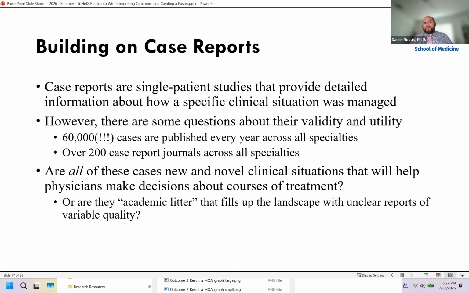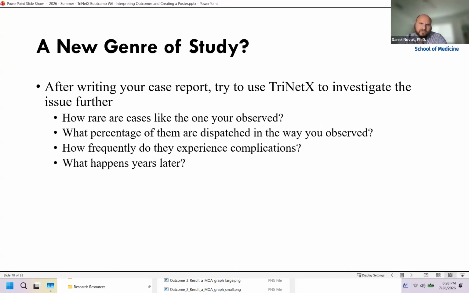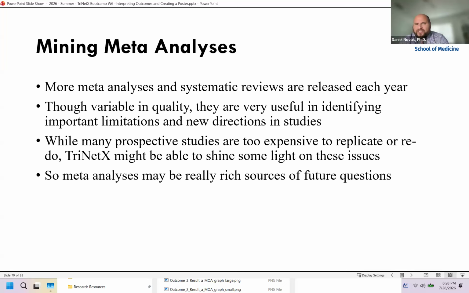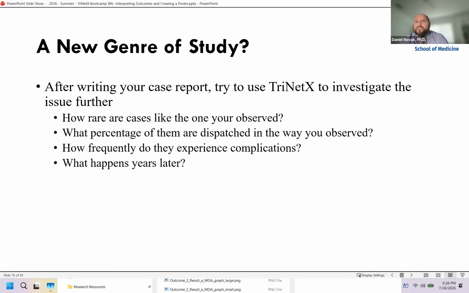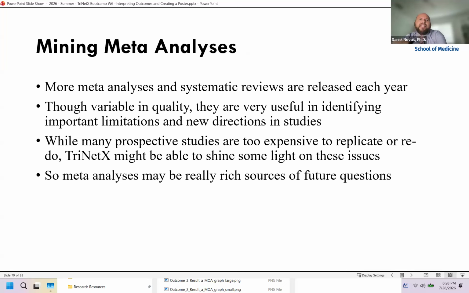Or can we use these as the basis for TriNetX studies to determine how rare certain courses of treatment and certain disease progressions are? And I think that's a really cool way to do things, where we might have a future genre of study where you start out with a case report and then build that into a TriNetX analysis that helps to investigate how rare are the cases that you observed, what percentage of them are dispatched in the way you observed, how frequently do they experience complications, and what happens years and years down the line from your case.